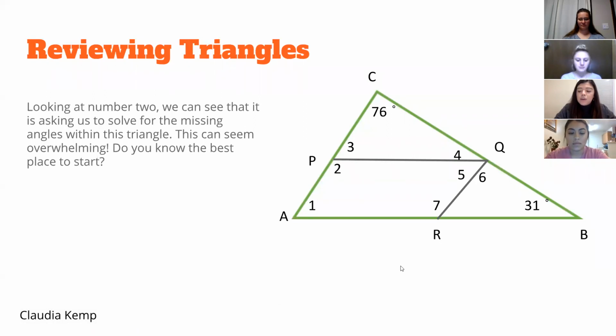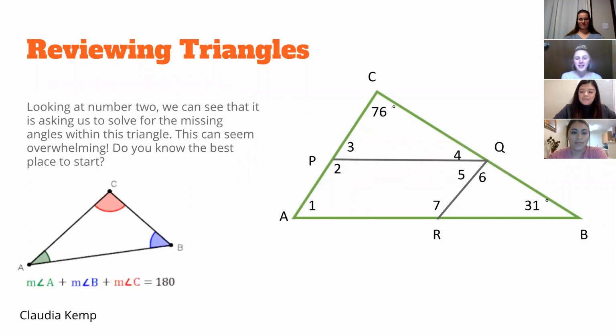Claudia, there are so many unknown angles. How do we even begin? A problem like this can be very overwhelming, so that is a great question. First thing you need to know is a little basic knowledge about triangles. Like a straight line, the three angles of a triangle, when added together, will equal 180 degrees.